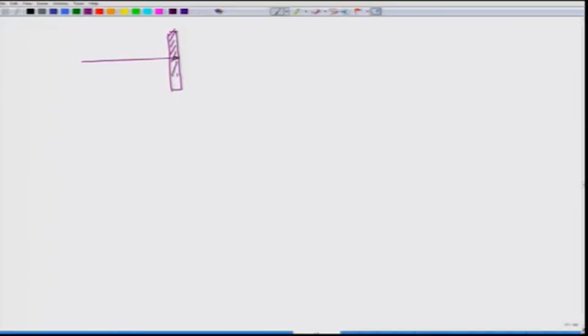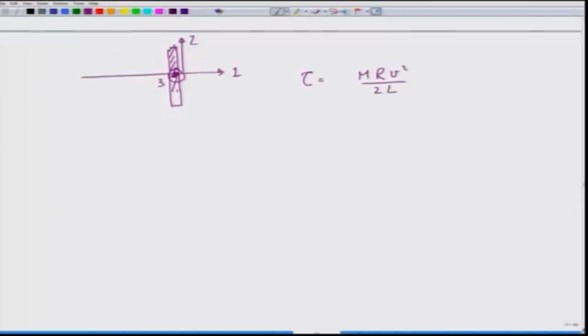At this position, this was the 3 axis, 1, 2 and 3, and what we saw is that the torque is in this direction, coming out of the screen all the time, no matter where I am. It will be coming out of the screen with the same calculation, and its value is tau equals m r v square over 2 L, same as we obtained earlier.